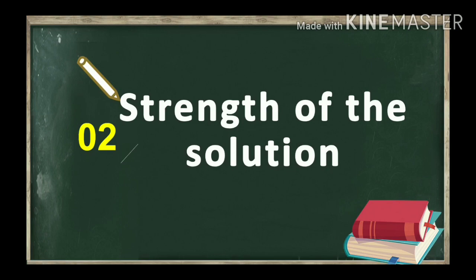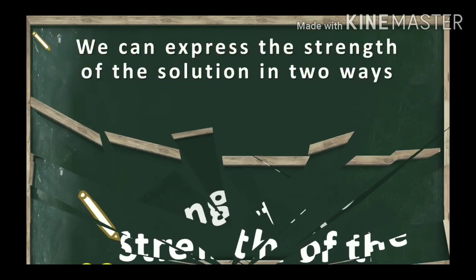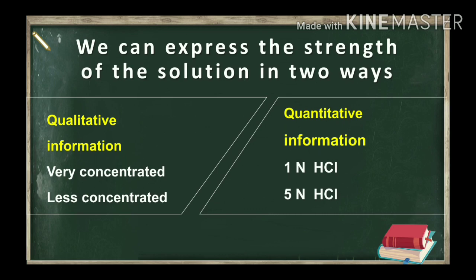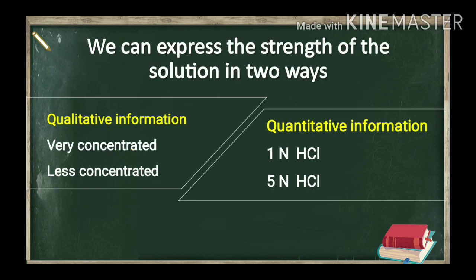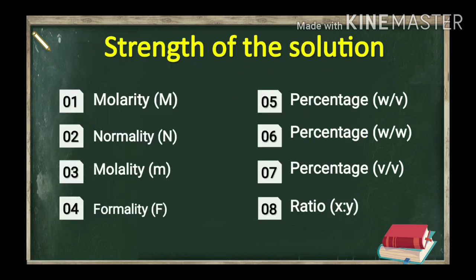Here I have only discussed those methods that are widely used by biologists. You can express the concentration of a solution qualitatively, for example, very concentrated solution or less concentrated solution. You can also express the concentration of a solution quantitatively, for example, 1 normal HCl and 5 normal HCl, which is 5 times more concentrated. These are the ways by which one can express the strength of a solution.